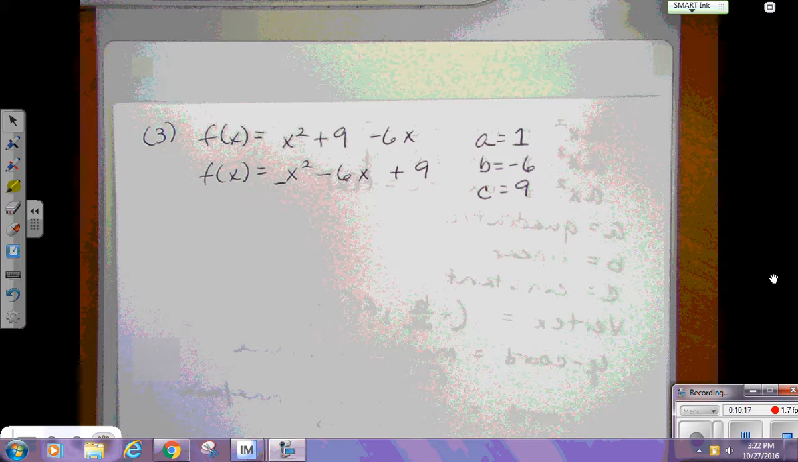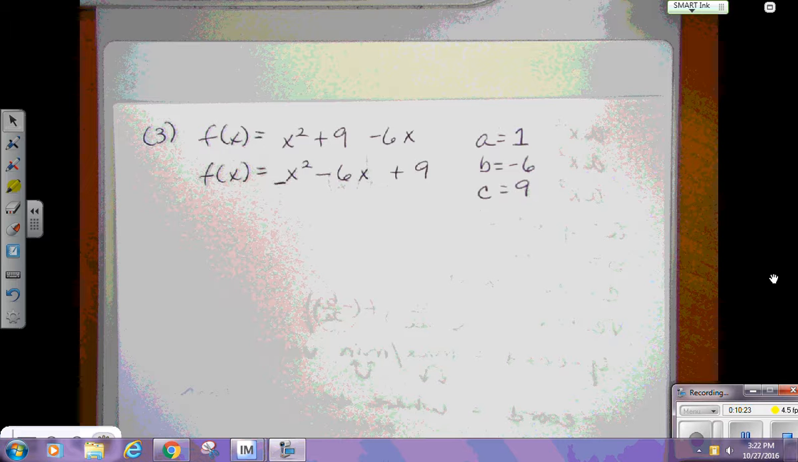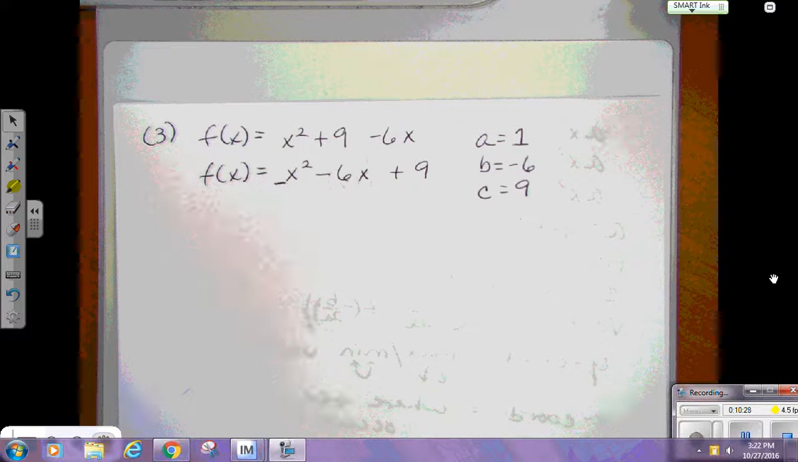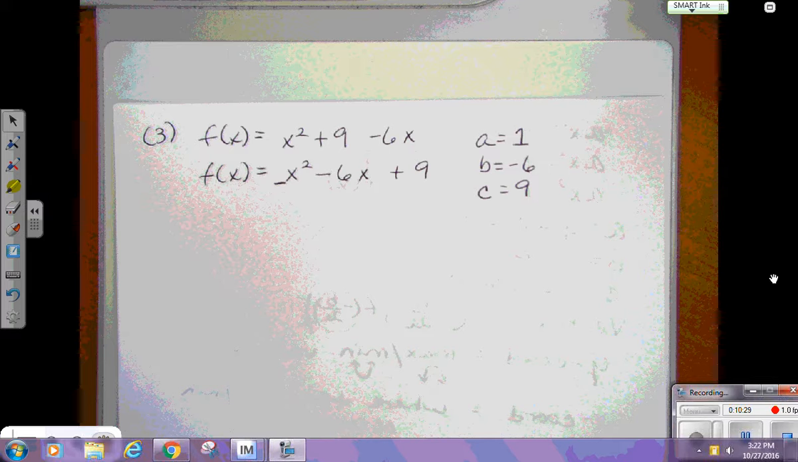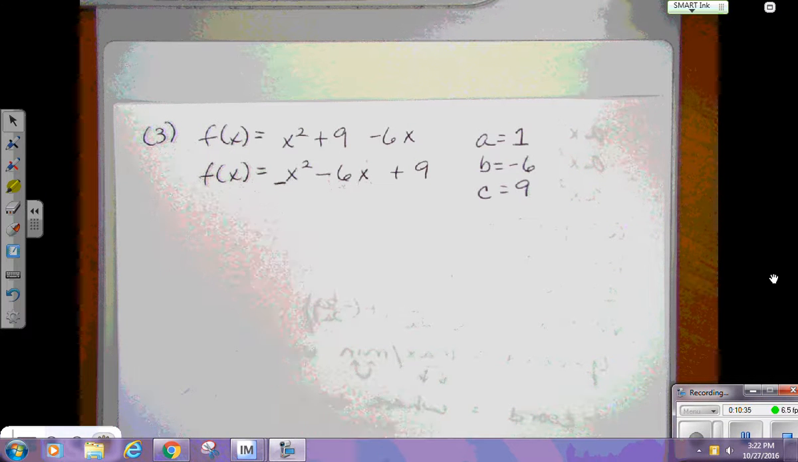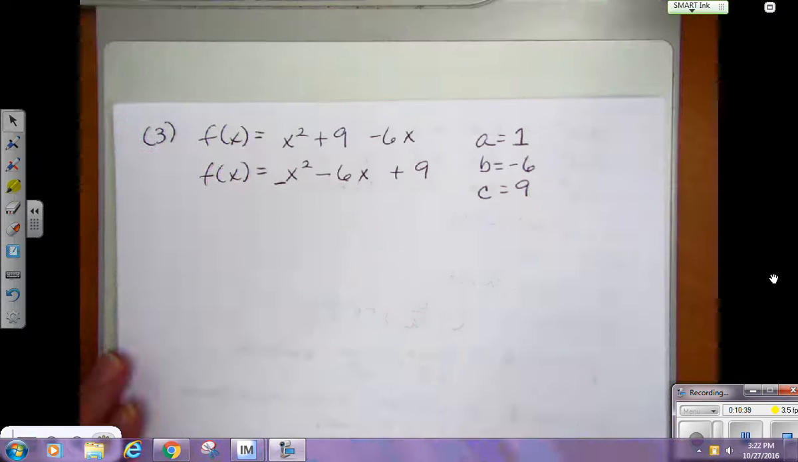Okay, so the instructions are to find the direction of the opening, the coordinates of the vertex, the equation of the axis of symmetry, the y-intercept, the max or min value of the graph, and where the max or min occurs. And then they want us to graph it. So I'm going to find all of that information, all those parts first, and then we'll graph the problem.